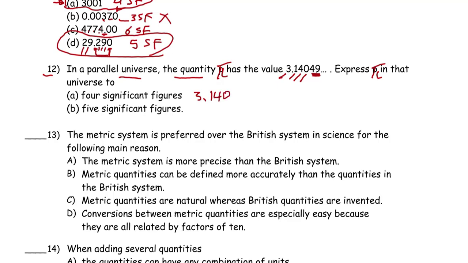3.140. What about if you want 5 significant figures? So 3.140, we round this 9, which makes the 4 a 5, right? So 1, 2, 3, 4, 5 significant figures. And the one up, letter A, has 1, 2, 3, 4 significant figures.